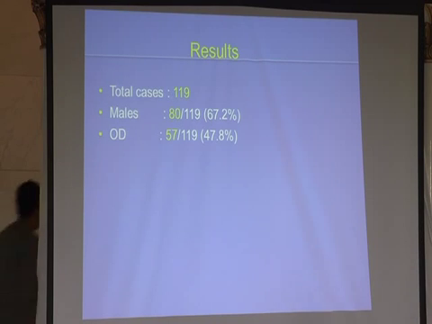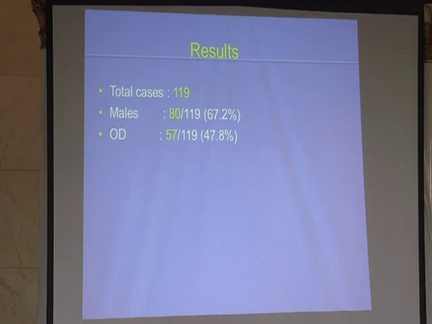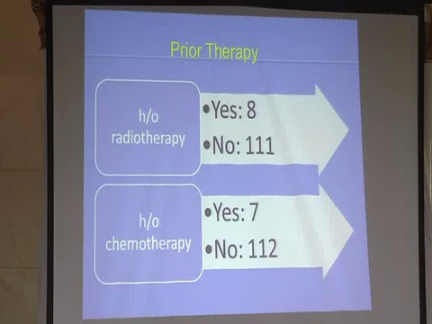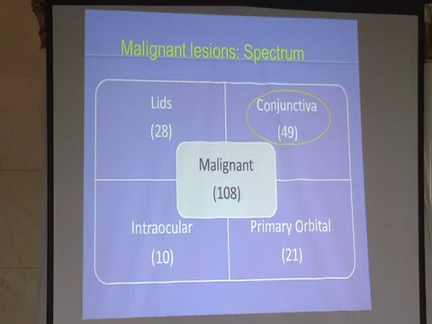We had a total of 119 cases, out of which 80 were male patients and 57 had undergone exenteration for right orbits. The mean age was around 49 years. Out of 119, 47 patients had undergone primary exenteration, that is, they did not receive any treatment before exenteration, whereas 72 patients had received some kind of treatment in the form of either surgery, radiotherapy, or chemotherapy before undergoing exenteration. The mean follow-up was 10 months. Out of 119, 8 patients had a history of radiotherapy and 7 patients had received chemotherapy before exenteration.